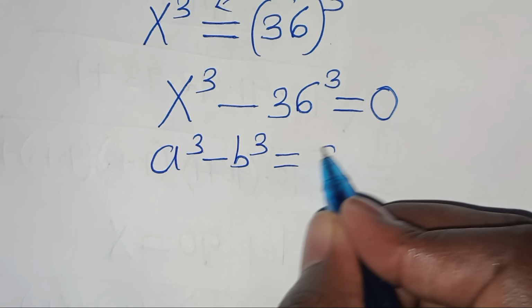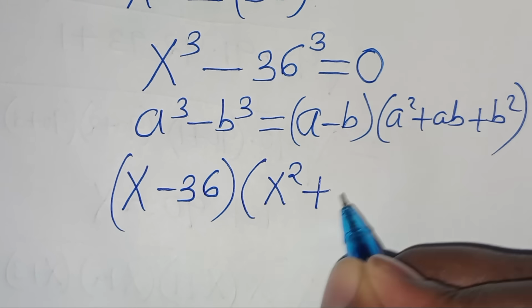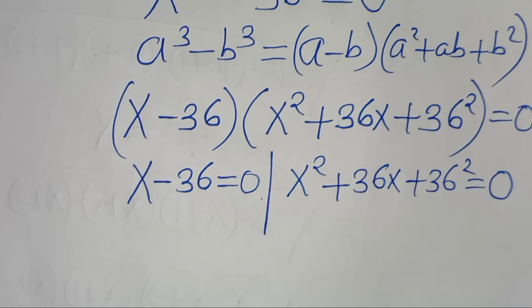Applying this identity, we have (x minus 36), then here we have (x to the power of 2 plus 36x, then plus 36 to the power of 2), which is equal to 0. So we have x minus 36 equal to 0, and x to the power of 2 plus 36x plus 36 to the power of 2 equal to 0.